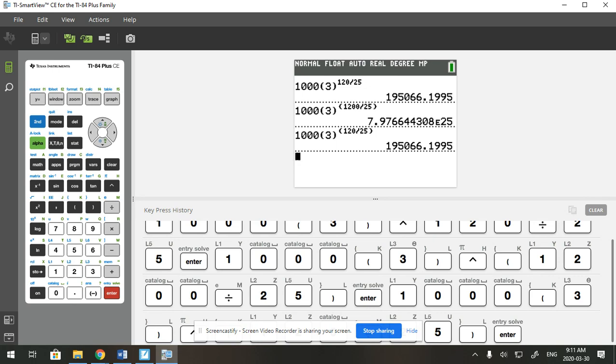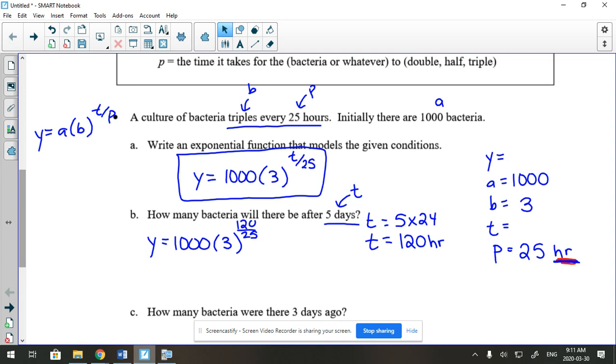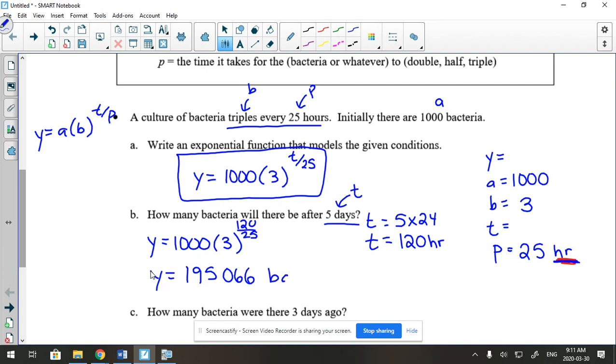You should get 195,066 bacteria. And notice how I didn't tell you to round here, but if we're counting certain numbers of bacteria, you can round to the nearest whole number. So we're going to say 195,066 bacteria.